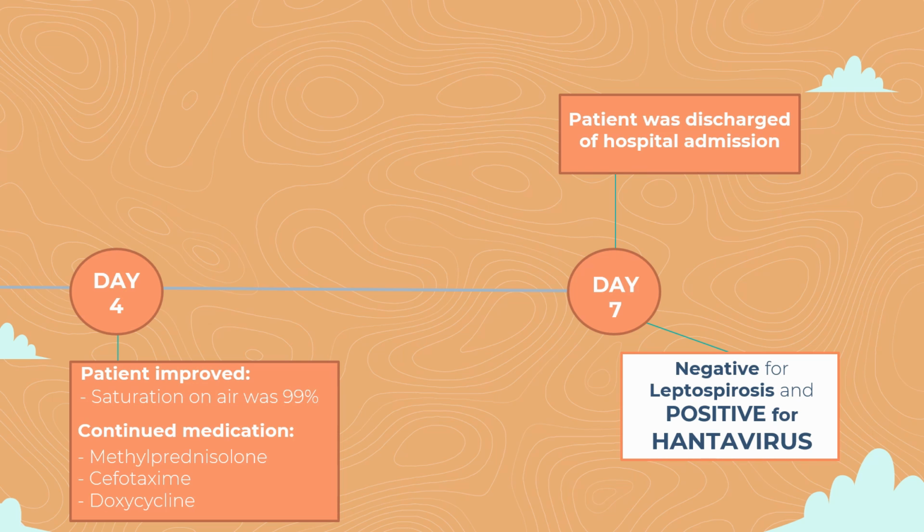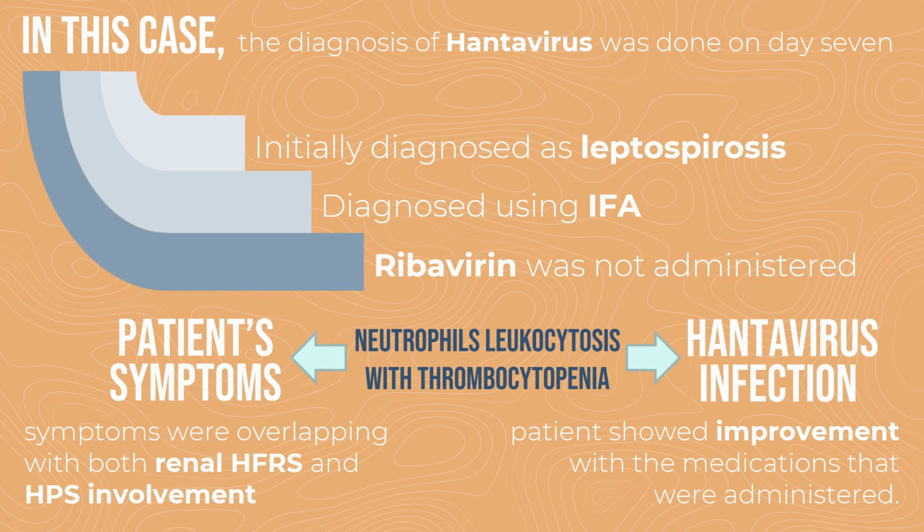The patient underwent a microscopic agglutination test for IgM and IgG against leptospira that turned out to be negative. However, the blood that was taken from the patient on day 7 tested positive for IgM against hantavirus. In this case, the diagnosis of hantavirus was made on day 7, and it was initially diagnosed as leptospirosis due to both illnesses causing similar symptoms.